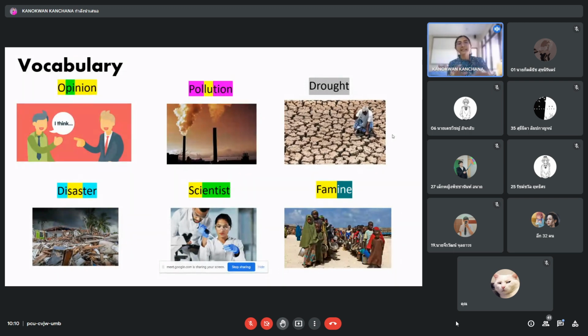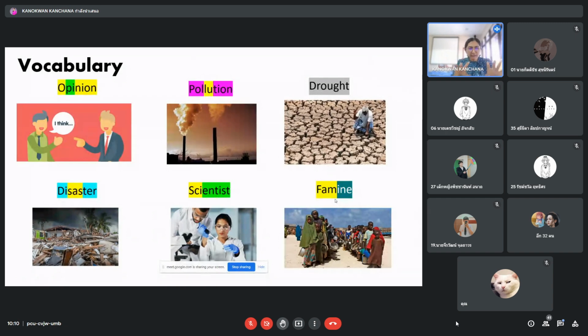So let's take a look at some vocabulary that we're going to work on today, and let's have a look at all the pronunciations, everyone. So please have a look at all the 6 words. I'm going to start with the top left to the top right, and then the bottom left to the bottom right. Okay, so the first word will be opinion, and the last word will be famine.